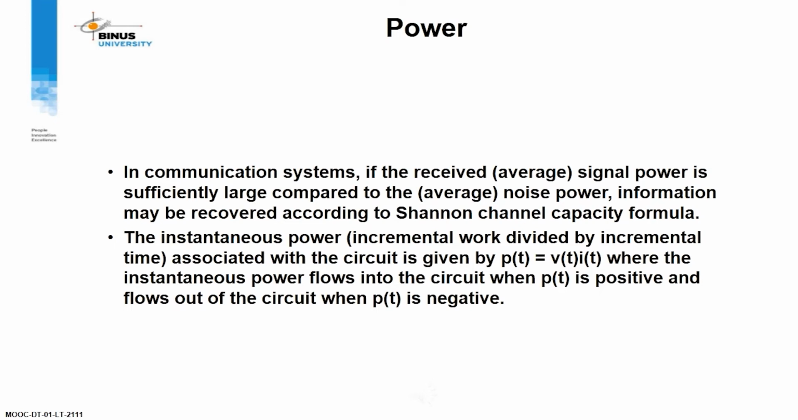The instantaneous power, incremental work divided by incremental time, associated with the circuit is given by P of t equal to V of t multiplied by I of t, where the instantaneous power flows into the circuit when P of t is positive and flows out of the circuit when P of t is negative.